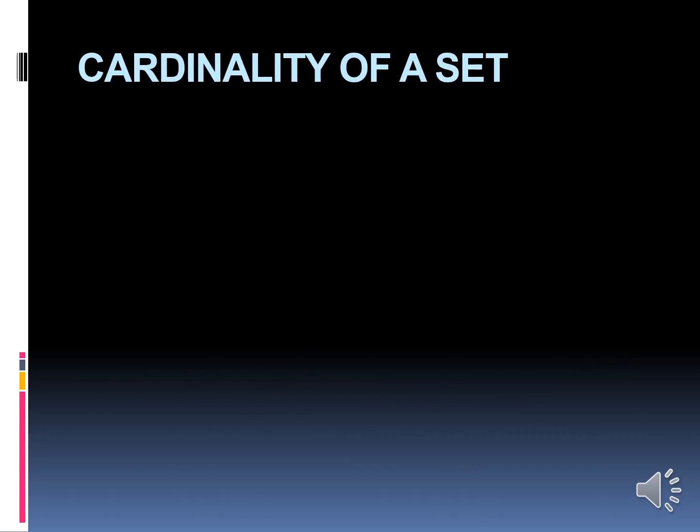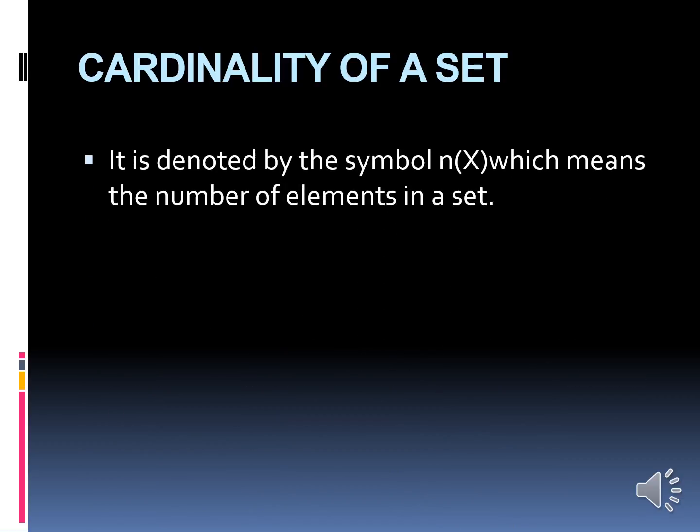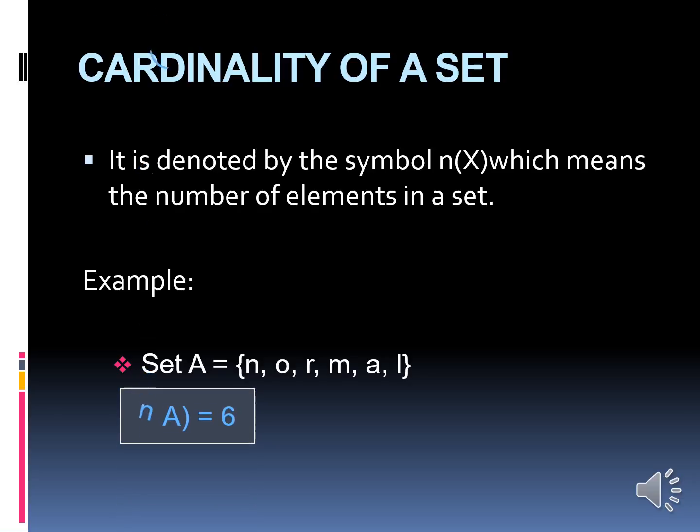So let's proceed with the cardinality of a set. It is denoted by the symbol n(X), which means the number of elements in a set. So the cardinality of a set is the number of elements in a set. For example, set A, which has the elements N, O, R, M, A, and L. So the cardinality of set A is 6 because there are 6 elements: N, O, R, M, A, L.